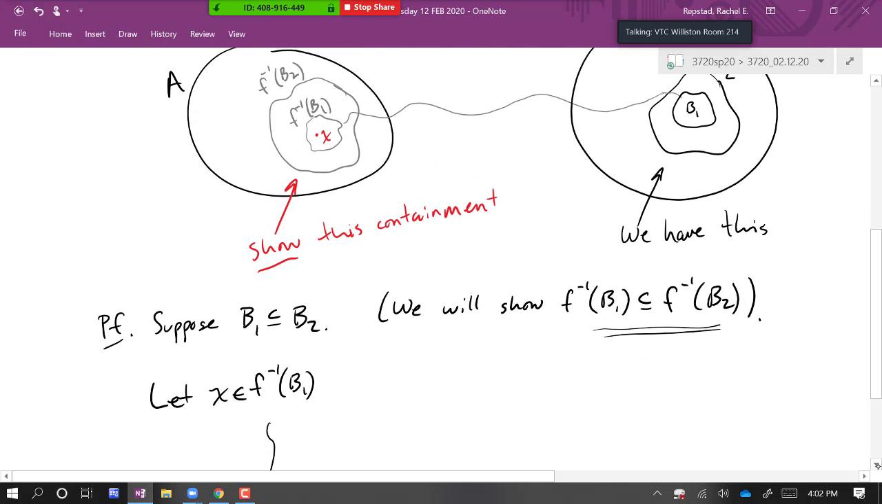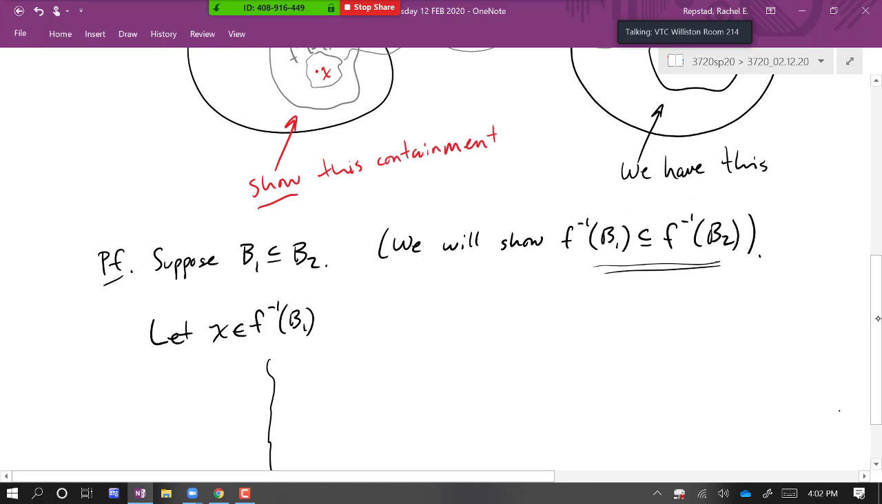So if x is in the preimage of B1, what does that tell us? B1. So f of x is in B1? Yeah, that's exactly what it tells us. It tells us nothing more than that. In fact, that's the only thing it tells us, that f of x is an element of B1.